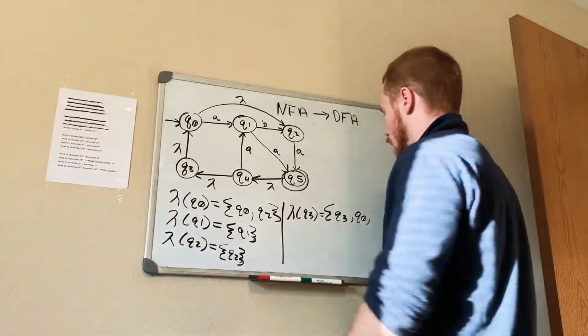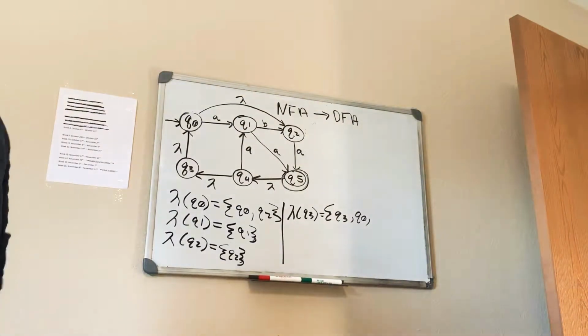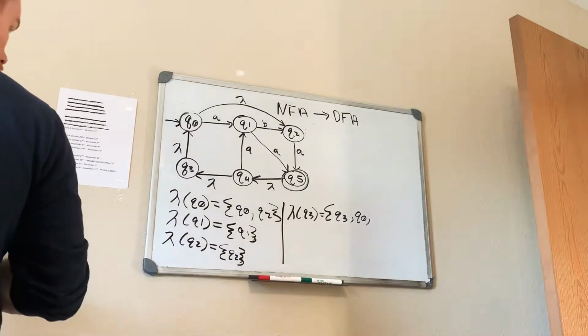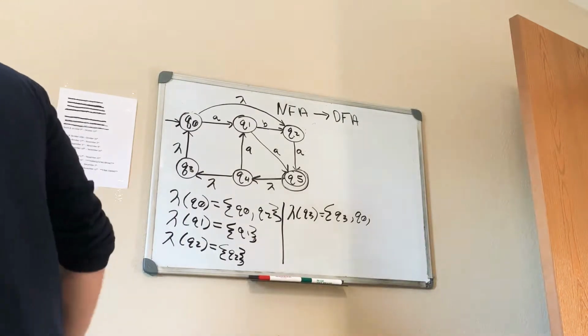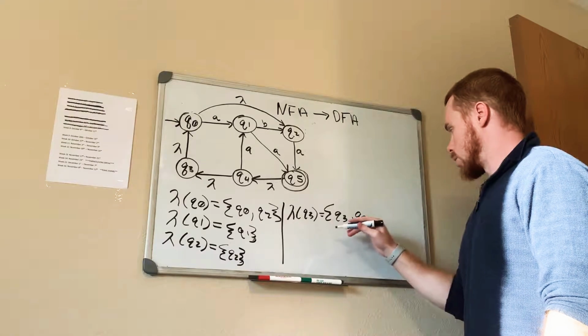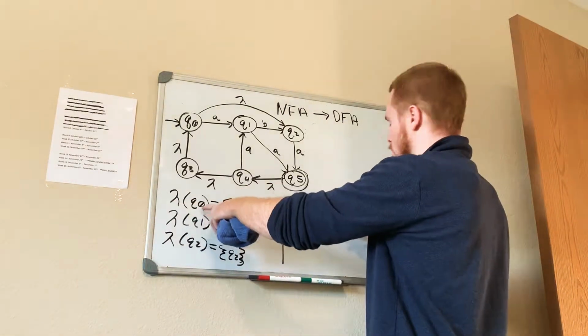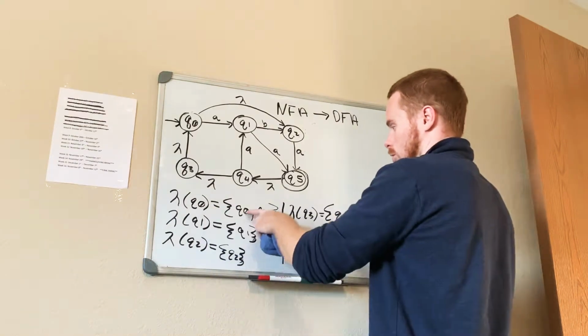Okay, and then since we can get to Q0, I'll double check my notes here. So Q3, we do this two ways. We could say, hey, since we're arriving at Q0, we know that we can also keep using the lambda closure from this set.